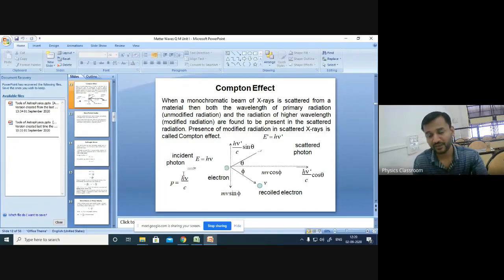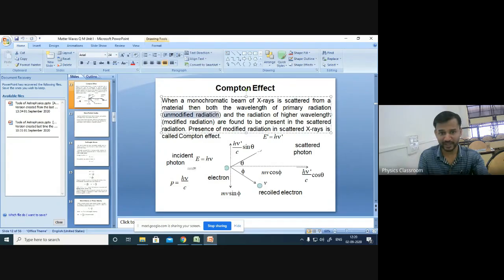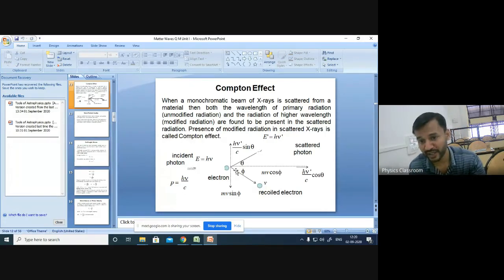These are the electrons we incident on the surface of the metal. Scattering of photons takes place: hν' c sin θ is one component, and hν' c cos θ is the other. This is the electron, the recoiled electron. There is a change in the modified radiation. The primary incident radiation we call unmodified radiation, and then we get some modified radiation.